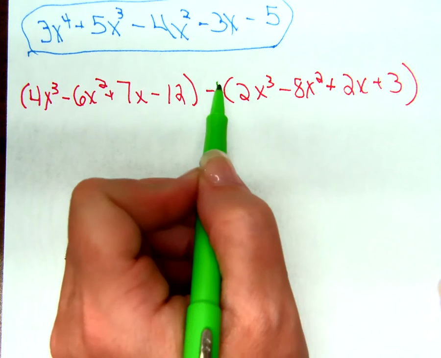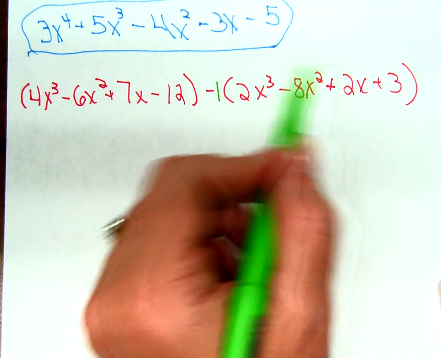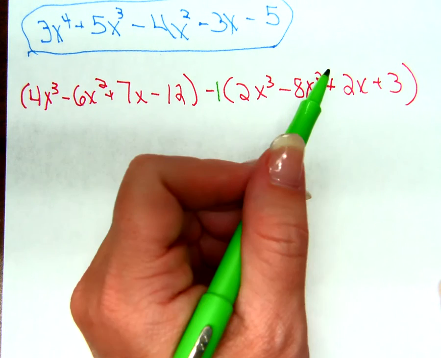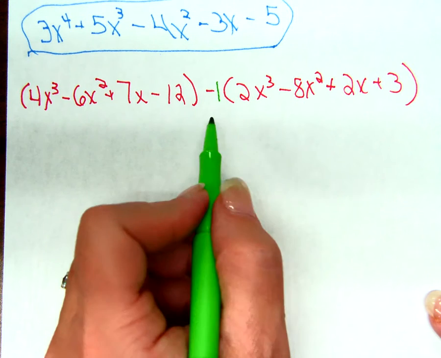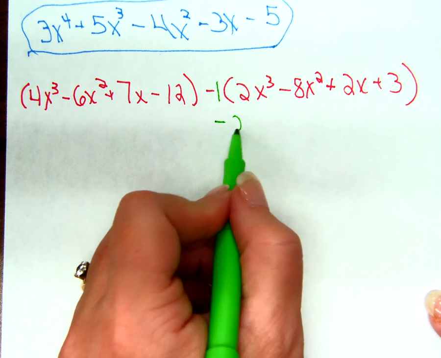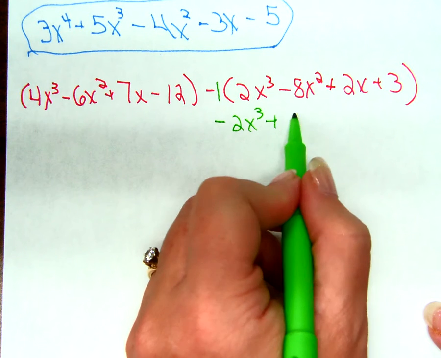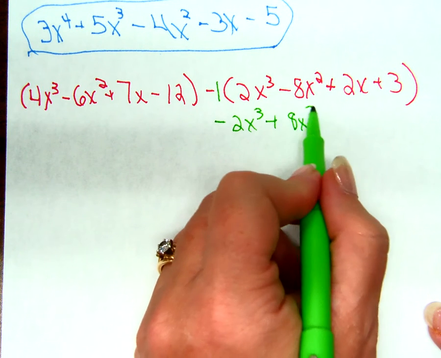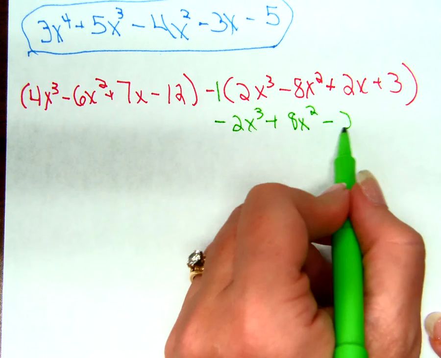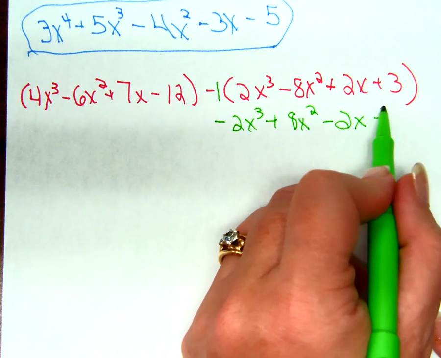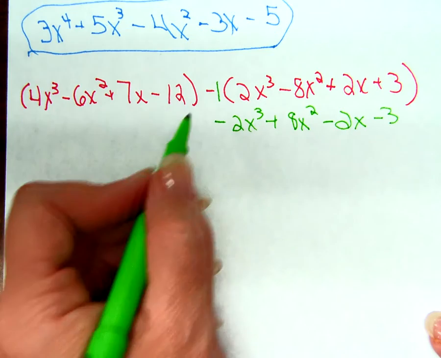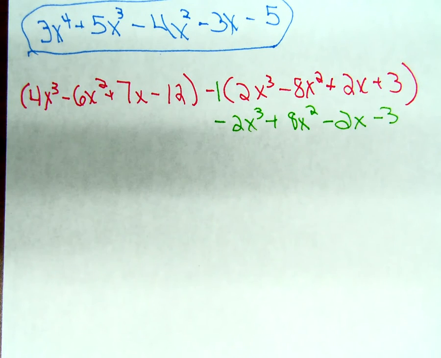So couldn't I distribute this -1 to each term over here? And wouldn't that just be an addition problem then? So I could be subtracting 2x to the third, and I could be adding 8x squared, and I could be subtracting 2x, and I could be subtracting 3 from this original problem that I had. Does that make sense?